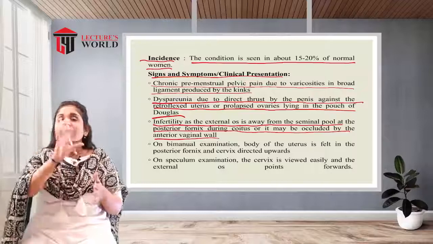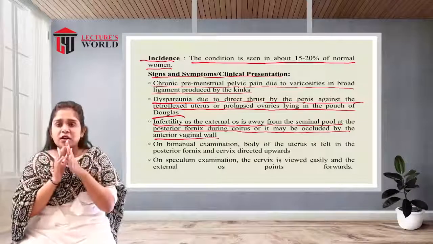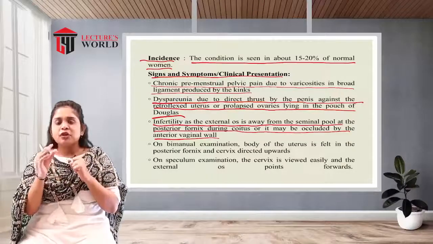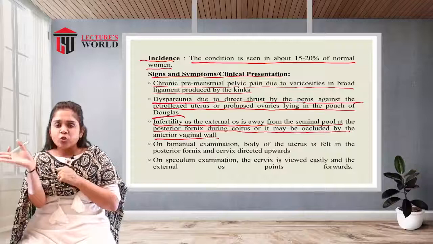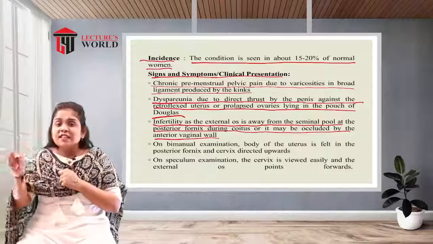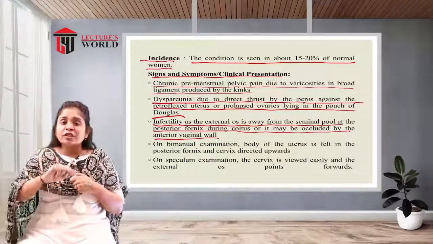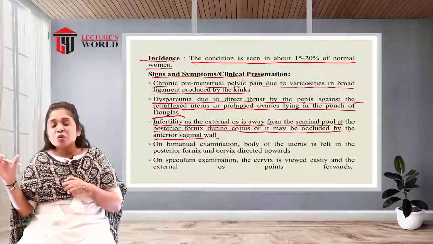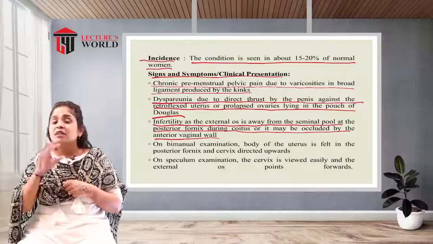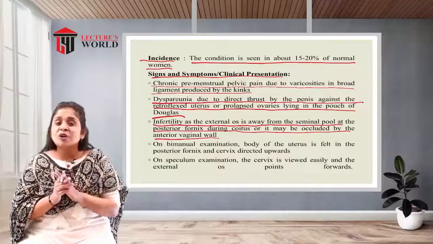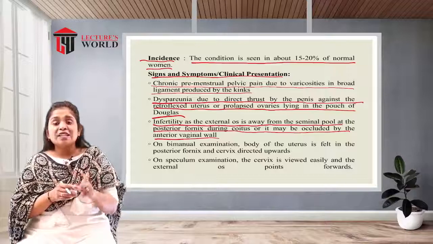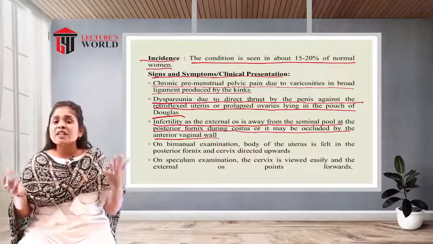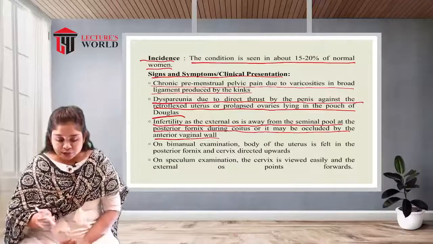Why? Because of occlusion, or anything coming and going backward, the sperm won't be able to travel from the supravaginal region to the fallopian tube, or the ampullary part of the fallopian tube. So due to that also there is a chance of infertility, and the couple will not be able to conceive a pregnancy.